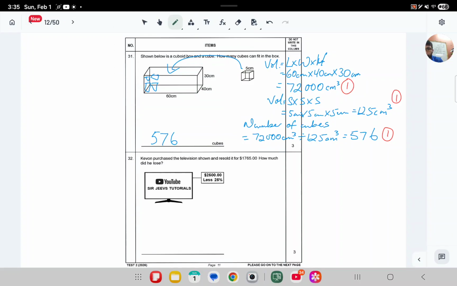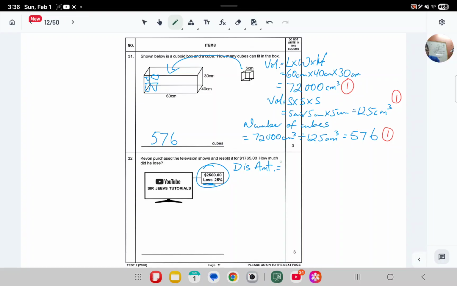Alright, moving on now to number 32. Kevin purchased the television shown and sold it for $1,765. How much did he lose? So first we need to calculate what was the selling price. Based on the information here, we see that it was less 25%, so therefore we made a discount. So first we need to find out how much is the discount amount.